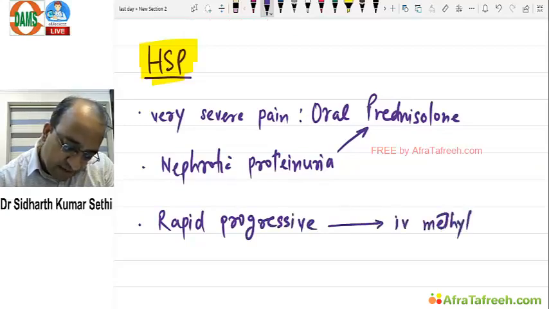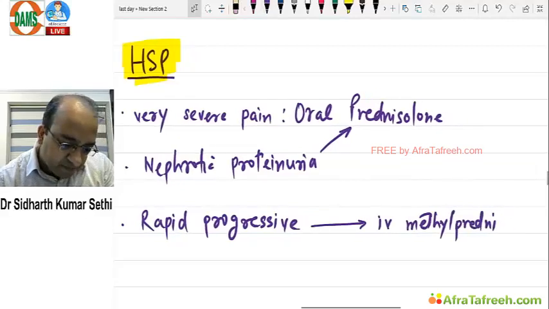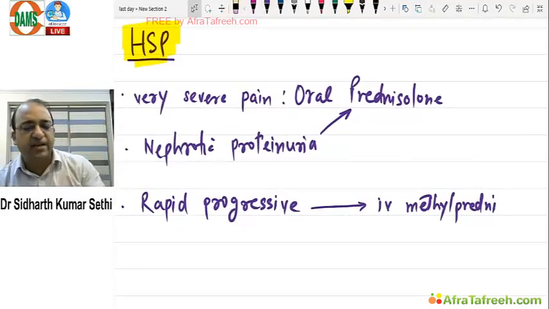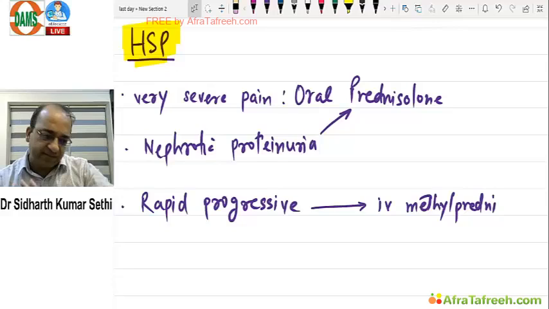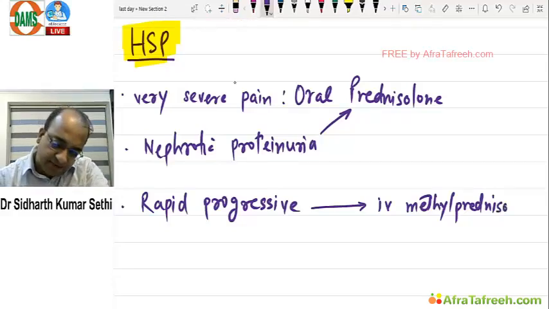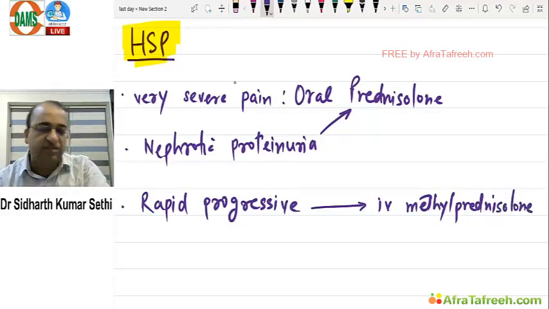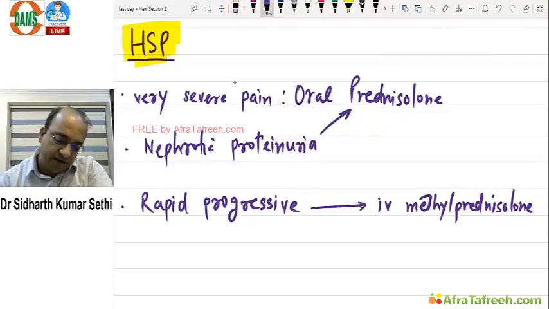Trust me, this kind of presentation, nephritic presentation, is very commonly asked in all exams, whether it's Central Institute exam, whether it's NEET PG. They will take you to these courses for sure. Rapid progressive: IV methylprednisolone. We'll do a kidney biopsy here because he's having kidney failure. We'll do a kidney biopsy to look for crescents.